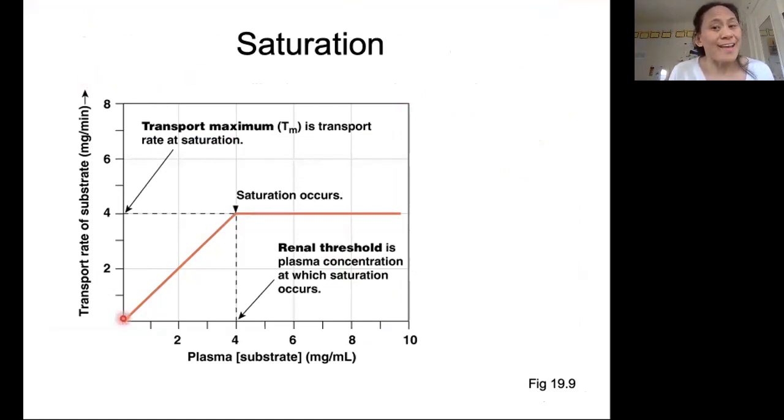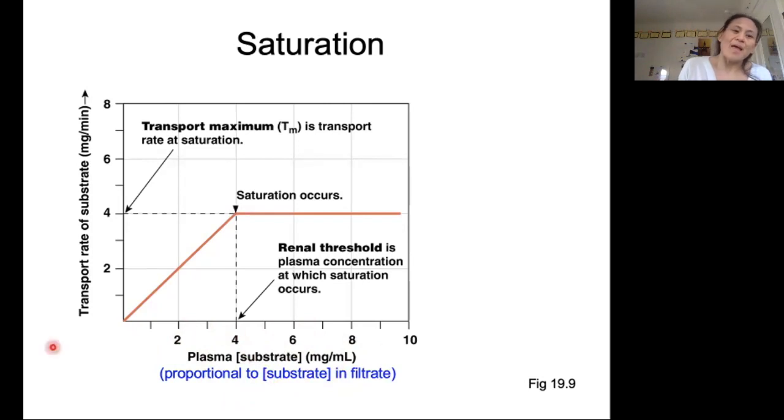What you are looking at here on the x-axis is the plasma concentration of the substrate. So the substrate is the solute that we are trying to reabsorb, okay? That is proportional to the concentration of the substrate in the filtrate, right? So that's what's on the x-axis. On the y-axis, we have the transport rate of the substrate. So the rate at which it's being reabsorbed into the body, okay?